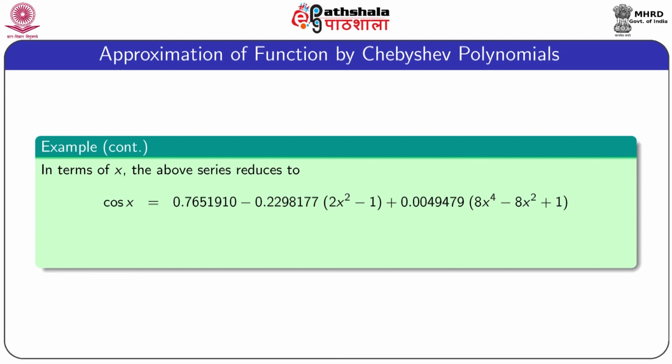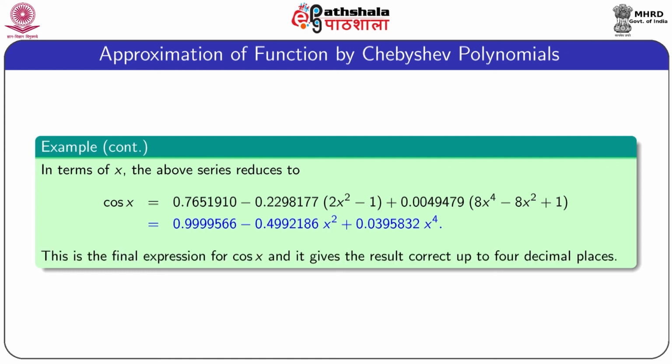And after simplification, cos x is finally equal to 0.9999566 minus 0.4992186 into x square plus 0.0395832 into x to the power 4. So, this is the final expression for cos x and it gives the result correct up to 4 decimal places. And note that to get the value of cos x, we have to calculate only 3 terms, and this gives the correct result up to 4 decimal places.